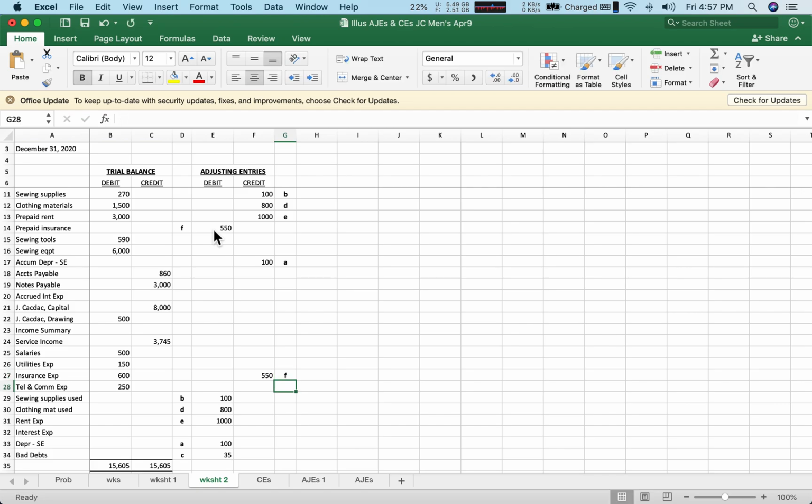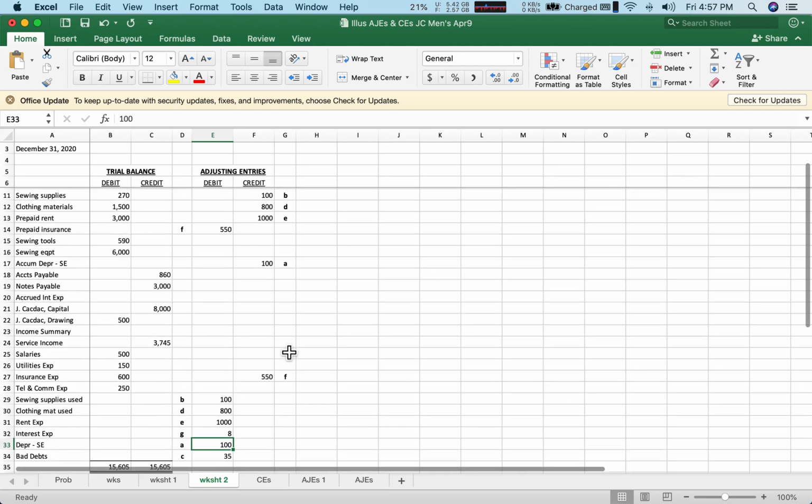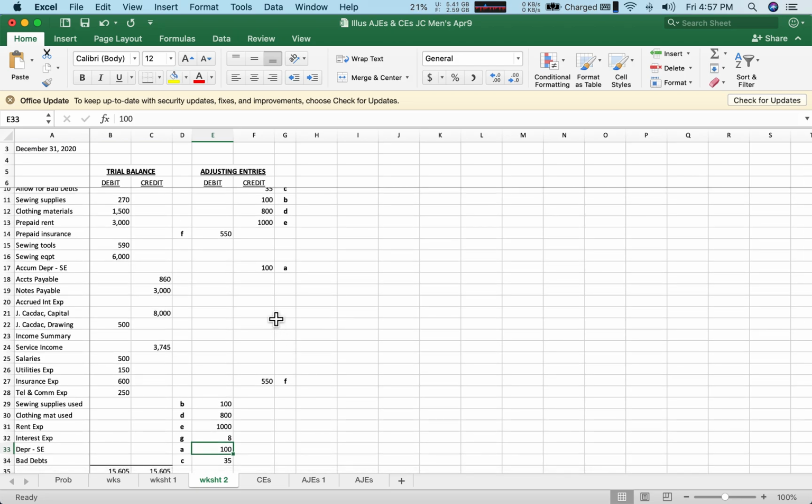Then G is interest expense. Interest expense. G. Interest expense is 8 debit. And then what is the credit? Accrued. It's a payable because we haven't paid it yet. So it's an accrued interest payable. So it is 8 credit G.